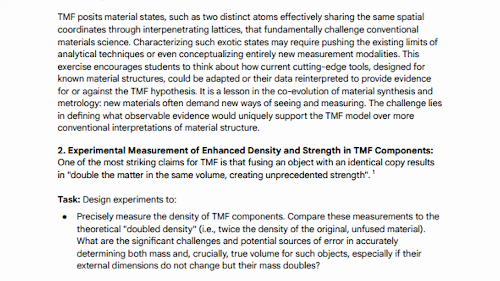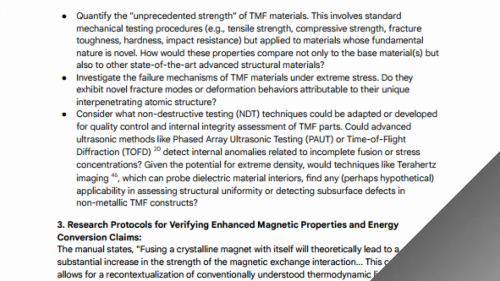Task. Design experiments to precisely measure the density of TMF components. Compare these measurements to the theoretical double density, i.e. twice the density of the original, unfused material. What are the significant challenges and potential sources of error in accurately determining both mass and, crucially, true volume for such objects, especially if their external dimensions do not change, but their mass doubles?